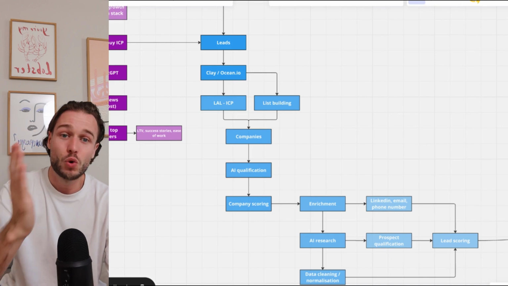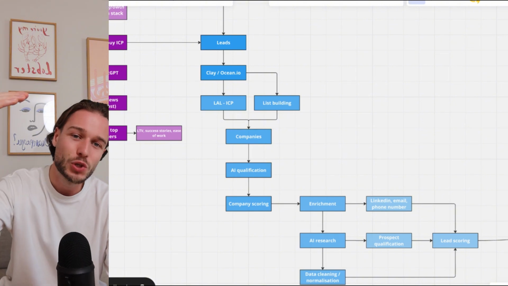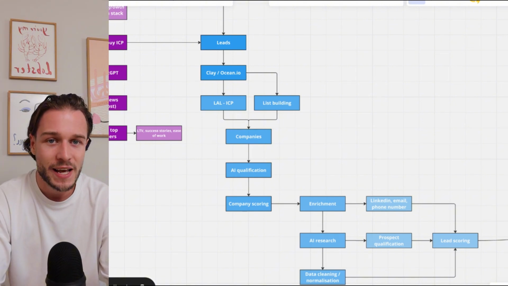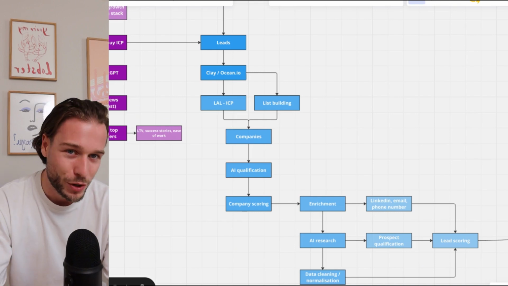Maybe it's a score out of 10, score out of 5, whatever it may be, but we can see where they rank. Obviously, the higher the score, the more qualified they are for us, the better of an example they are for us, and the more we want to work with them.